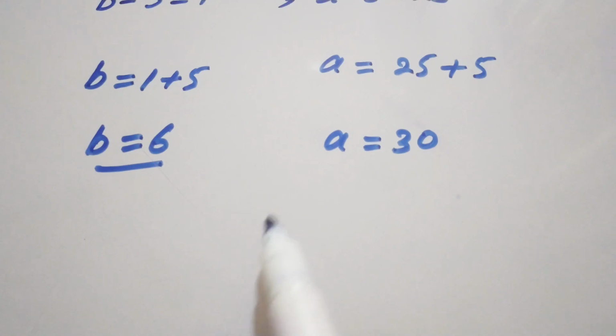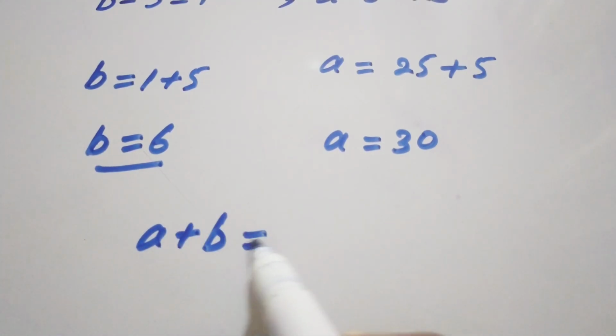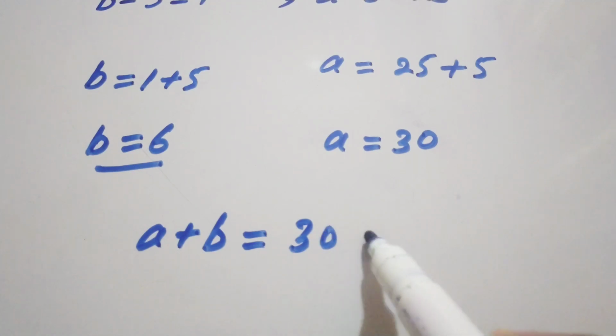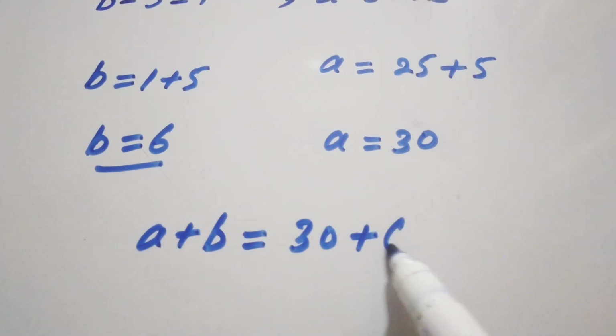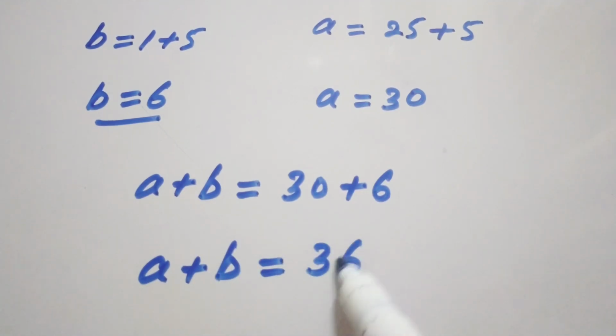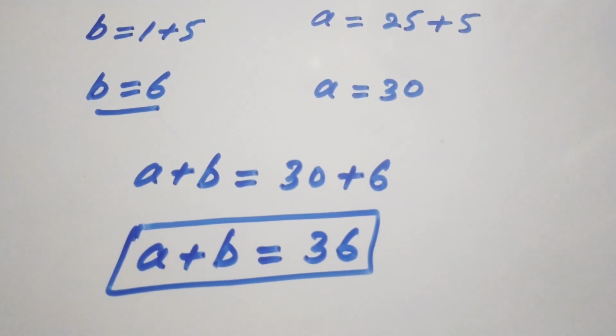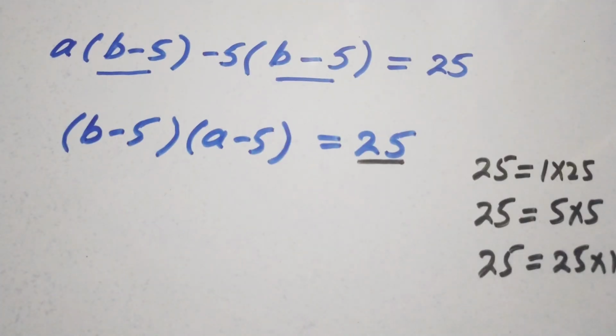But we are interested to find a plus b. So by adding these numbers, 30 plus 6, hence the first value of a plus b is 36. Now let's come to the second case.